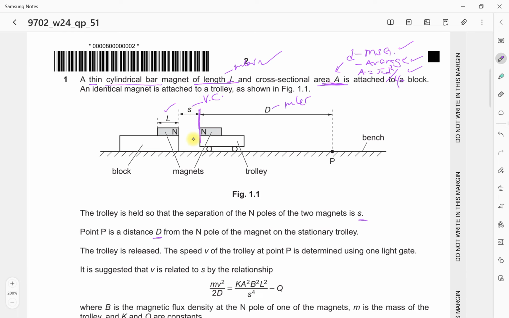The trolley is released, and I may put a block here to hold the trolley before releasing it because I need to prepare myself to release this. So I may put a block here. This could be a block. But remember, when I bring north to north, this may push the other block. So to secure this, I may use a G clamp. So I will secure this block using a G clamp.